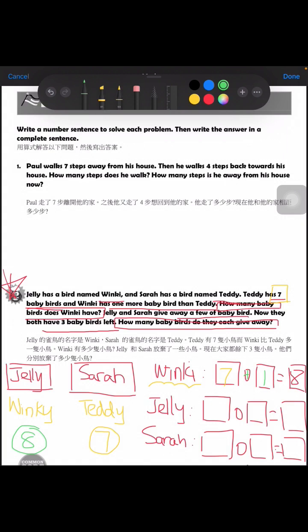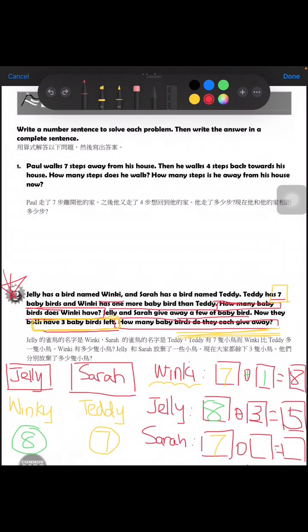Next question. How many baby birds do they each give away? So we know now they both have 3 baby birds left, and we have to calculate how many they gave away. Let's take a look at Jelly's case first. So Jelly has a bird named Winky, and Winky has 8 baby birds. And then finally, it just got 3 left, so we minus 3. And 8 minus 3 equals to? Right, 5 birds. So Jelly gave away 5 birds, such that 3 baby birds are left.